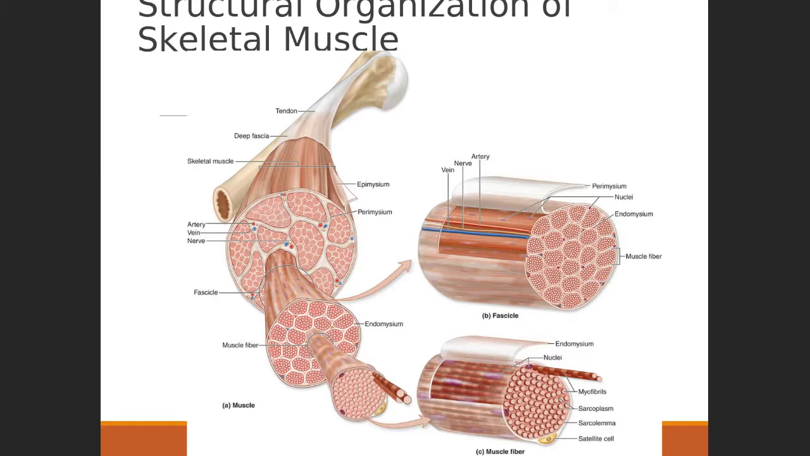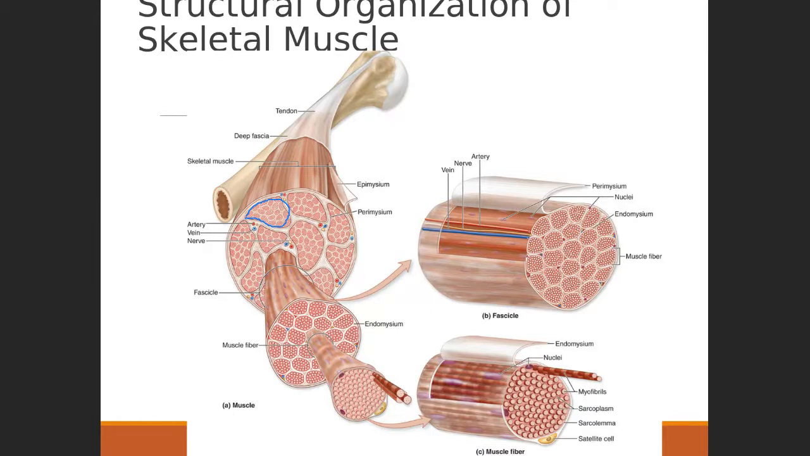Here is our long muscle organ coming off the bone. We do a cross section of it. This is a fascicle. Each of these subunits within the muscle is a fascicle. That's a bundle of muscle cells. Now, if you hear me use the term muscle fiber, that means the same as muscle cell. Those are perfectly interchangeable.